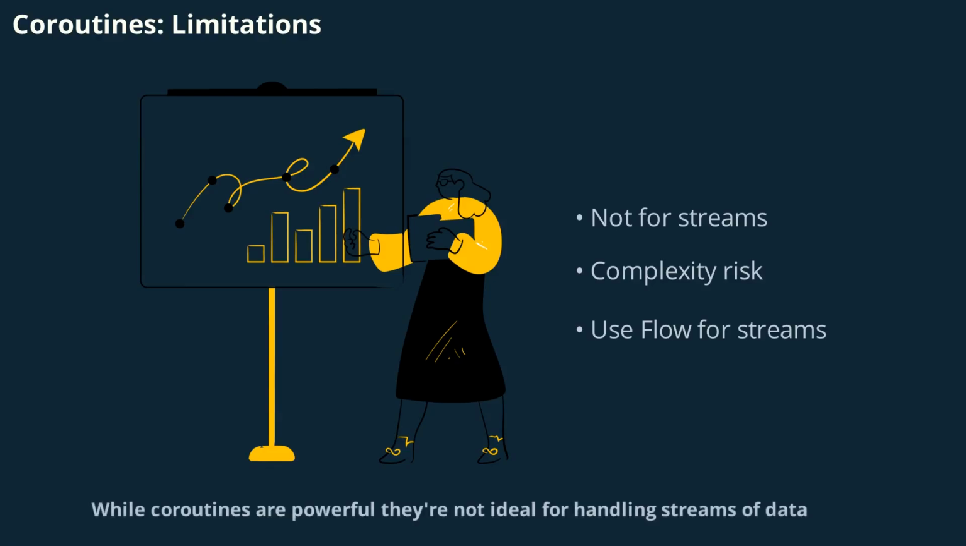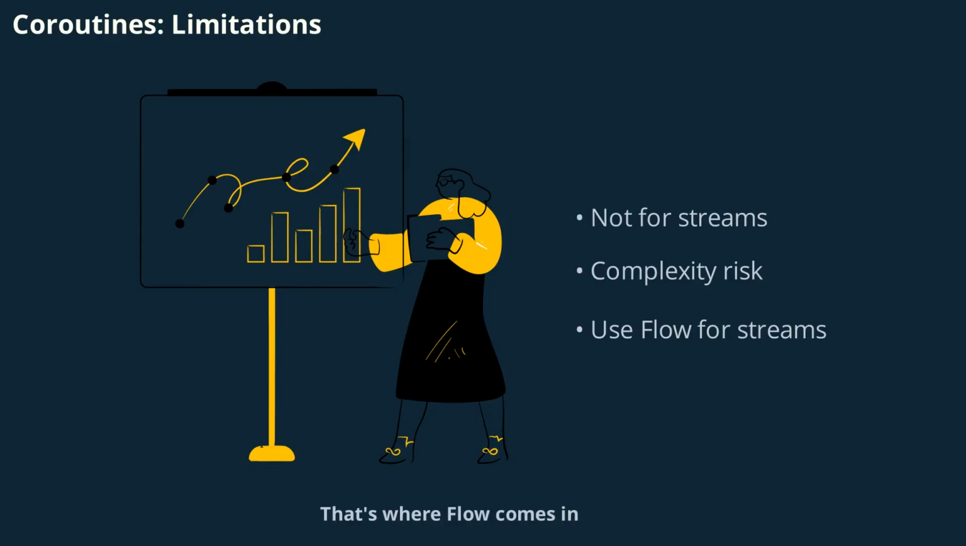While coroutines are powerful, they're not ideal for handling streams of data. If you need to process multiple results over time, using coroutines alone can lead to complex and hard-to-maintain code. That's where flow comes in.